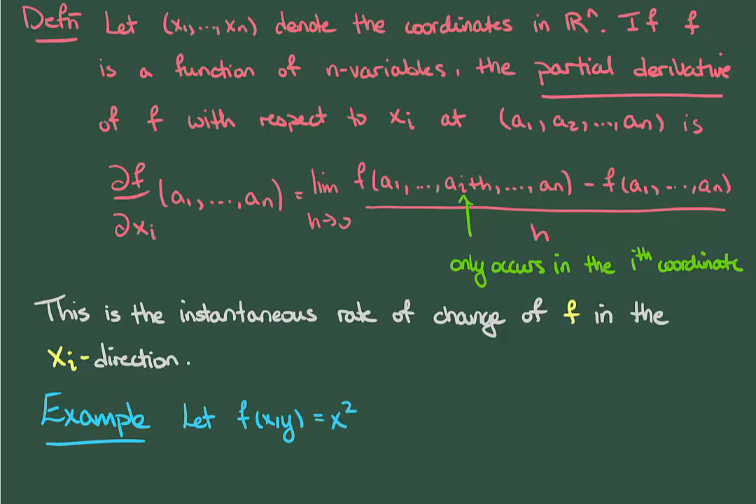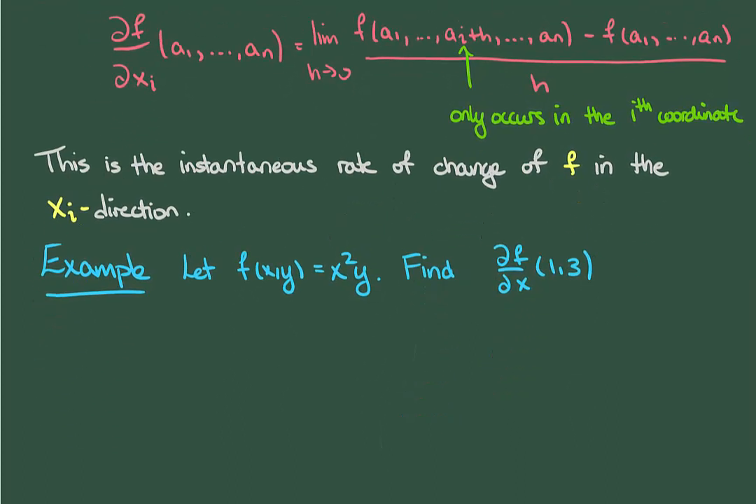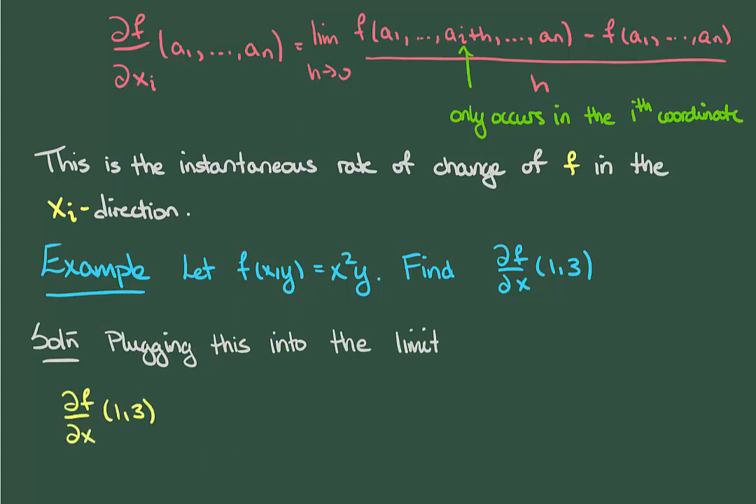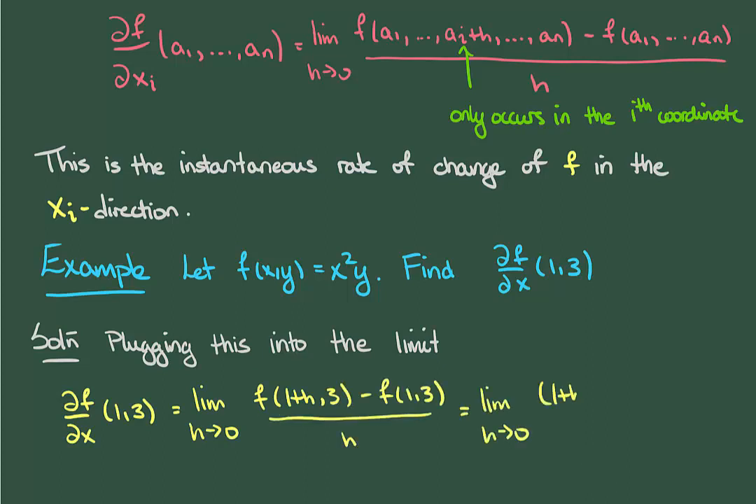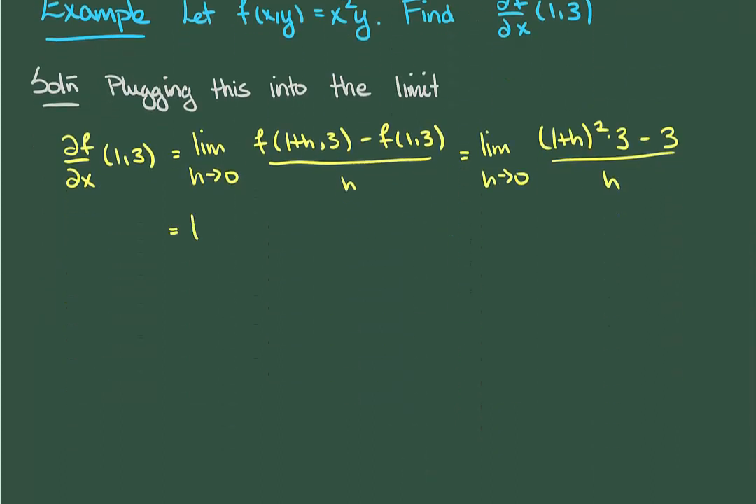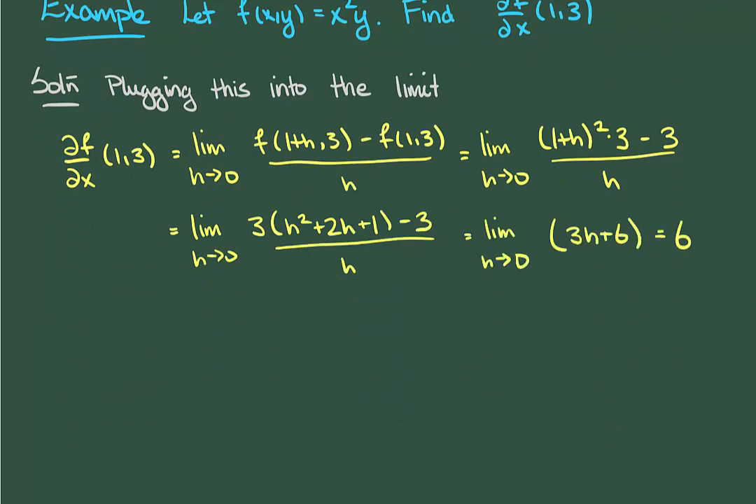Alright, taking this definition for a spin, let's compute the x derivative of this function at the point (1, 3). All we have to do is plug everything into our limit. So here we'll just apply the definition, then evaluate the function at these points. But this is our usual one-variable limit, so we just have to expand everything out, do some canceling, some simplification, and voila.